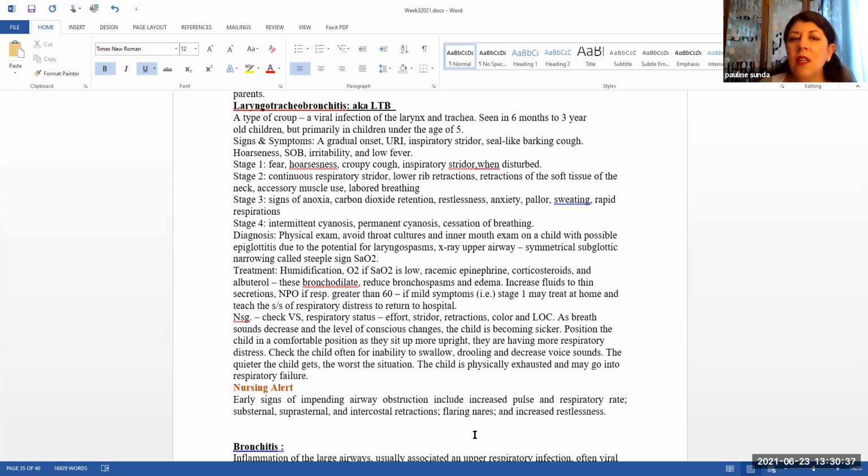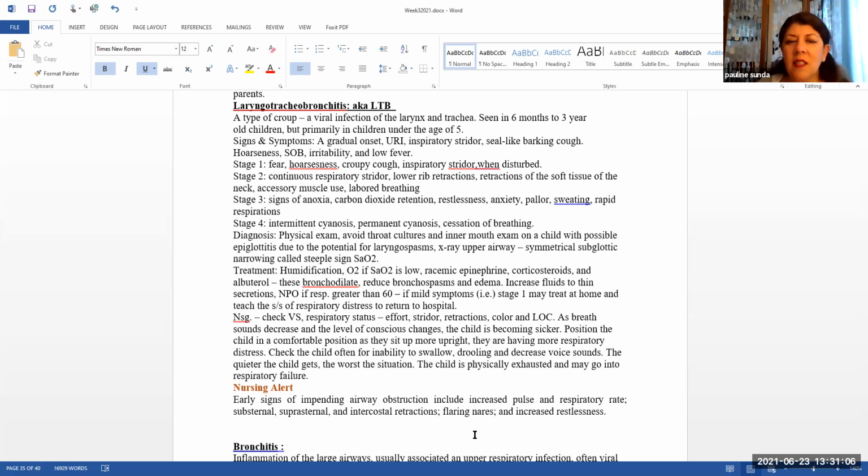So stage 2 is continuous respiratory stridor, low rib retractions, retractions of the soft tissue of the neck, accessory muscle use, and labored breathing. Stage 3, signs of anoxia, carbon dioxide retention, restlessness, anxiety, pallor, sweating, and rapid respirations. Stage 4, intermittent cyanosis, permanent cyanosis, and cessation of breathing.